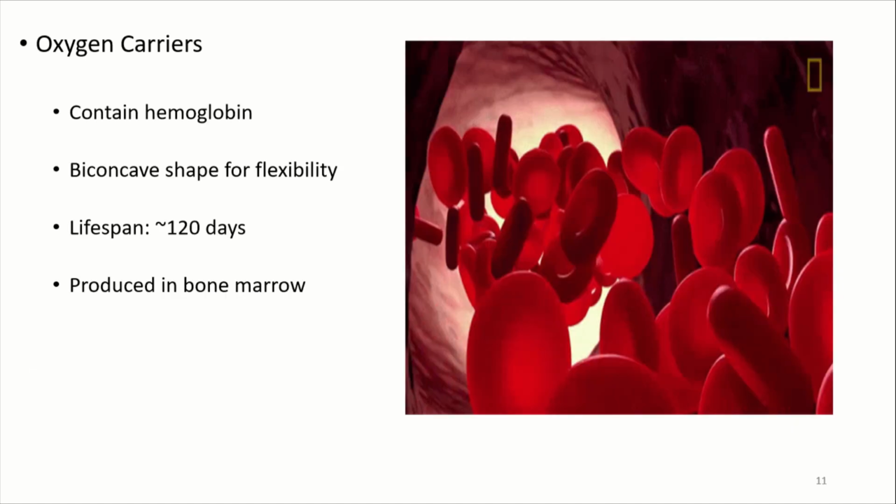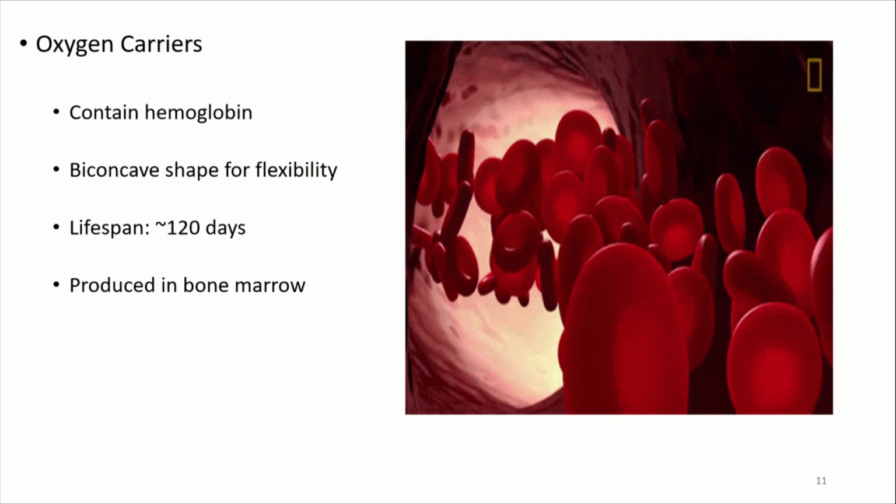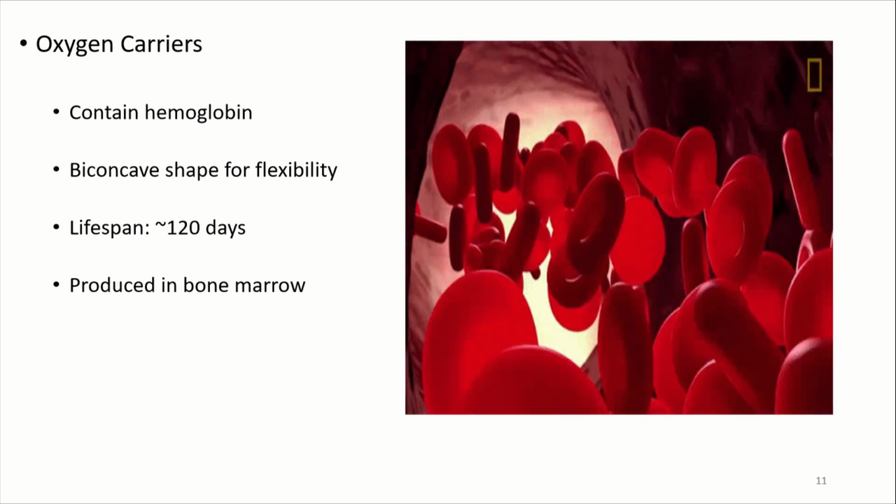So they contain hemoglobin, which is responsible for the pigmentation of the red blood cells, the color red, and they have a biconcave shape for flexibility so they can easily move through the vessels of the blood. They also have a lifespan of 120 days.